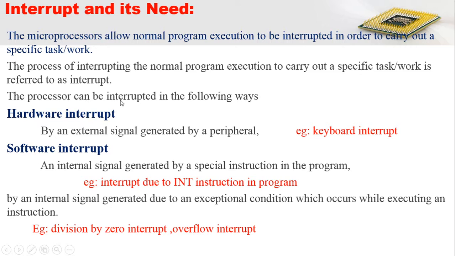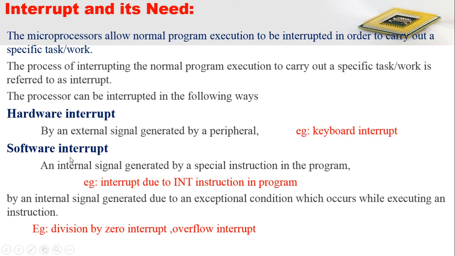The processor can be interrupted in the following two ways. First is hardware interrupting and second is software interrupting. Hardware interrupt, or external interrupt, means the interrupt generated by external peripheral devices, like a keyboard interrupt or an interrupt signal generated by some other input, output or peripheral device. So externally or internally we can generate the interrupt.